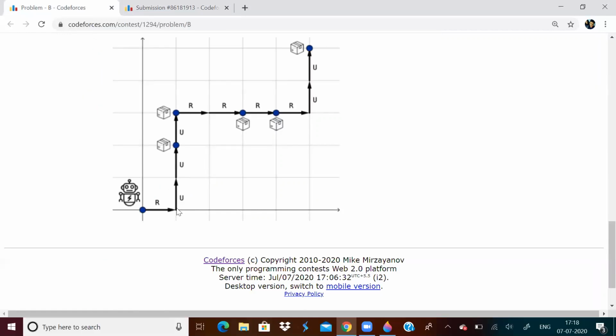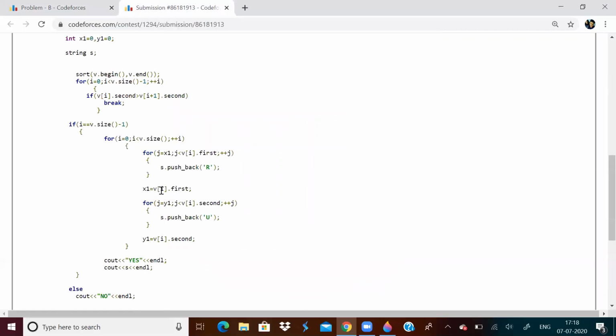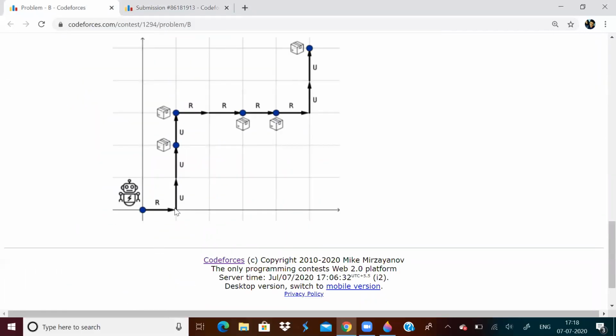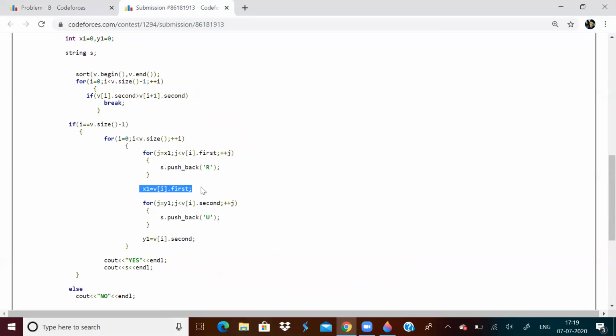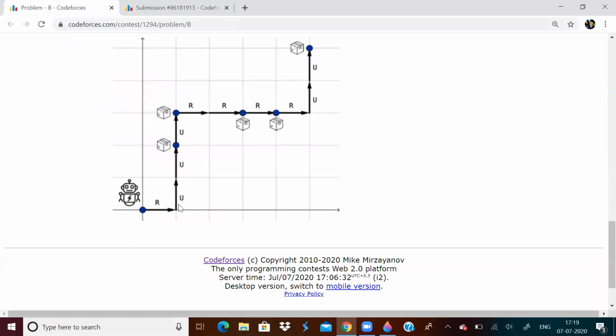And after I store right, I have to change the initial x coordinate. See, when I've moved right, my x coordinate has changed from 0. From x coordinate 0, my x coordinate has become 1 now. So every time I have to change my x coordinate and my y coordinate after pushing R or U in the string. How many times should I push R or U? That depends on from where to where I am going.